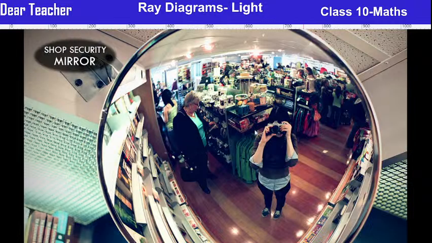So these are the convex mirror ray diagrams. Only two ray diagrams are there. That's why ray diagrams of convex mirror are not as important as the others. This mirror is usually displayed in malls, shops, etc. But in India you will see it very rarely. In cities you will be finding these mirrors.